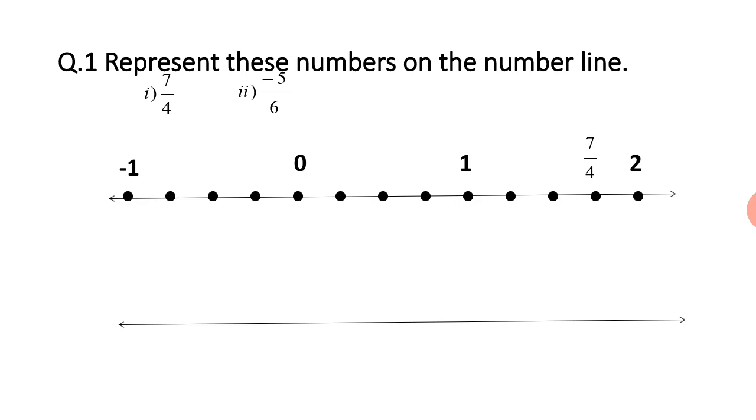Now the next, that is -5 by 6. Now this is a negative number. So we have to focus on the negative side more. We always begin with 0. Now the denominator is 6. So the unit distance has to be divided into 6 parts. After this division, you get the unit, that is -1, and from 0 to -1 you will see that it is divided into 6 parts.